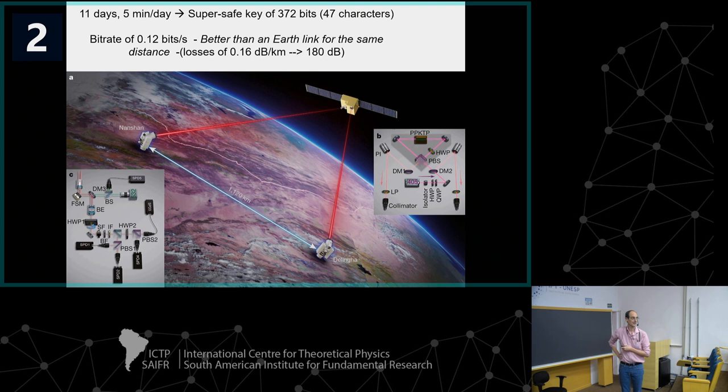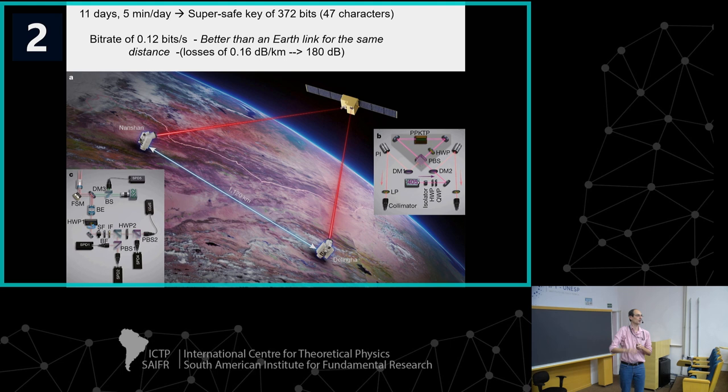On the other hand, that's better than an Earth link for the same distance. If you had an optical fiber layered over 1,000 kilometers, the losses of 0.16 dB per kilometer would add up to 180 dB of losses. You cannot amplify that. It works for classical communication because you can put amplifiers and keep pumping up along the way. But you cannot pump up a photon.